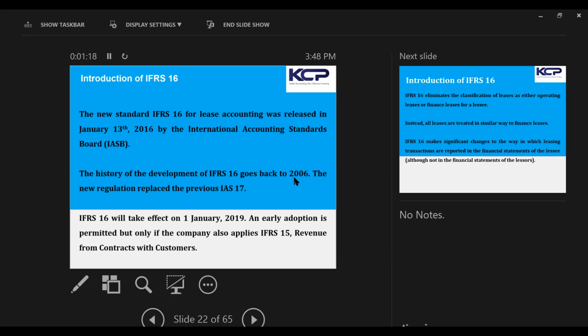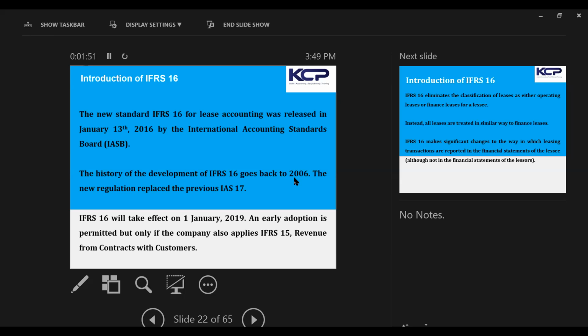IFRS 16 will take effect, or has taken effect, I should say now, with effect from 1st of January 2019. So if you are preparing accounts for clients or employers for a period before this particular period, and you are preparing, say, 2014 accounts, and IFRS 16 is in vogue, I can still decide to do early adoption.